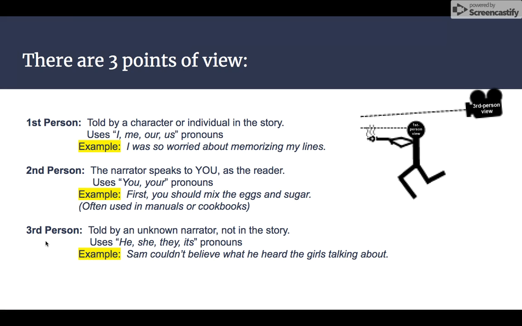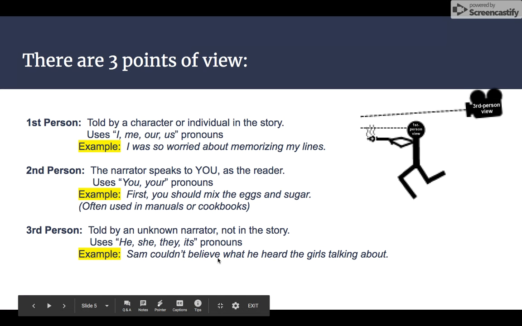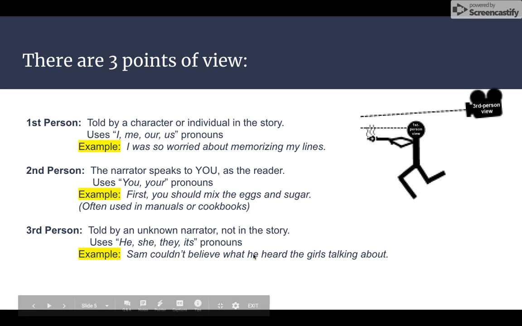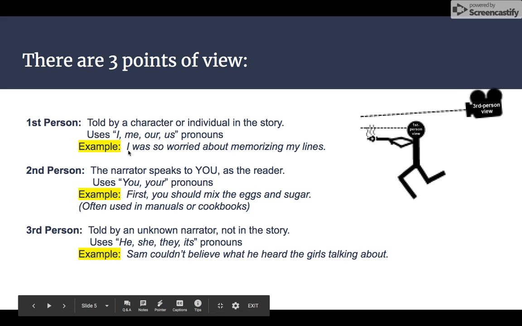The last type of point of view is third person point of view, and that's when a story is told by an unknown narrator who's not a character in the story. And you'll see the pronouns he, she, they, them, their, its. Okay, here's an example. Sam couldn't believe what he heard the girls talking about. So here instead of saying I, you see the person's name and he. So someone else is talking about Sam. This narrator is telling us what Sam is thinking and doing, not Sam himself. That would be I, that would be first person.